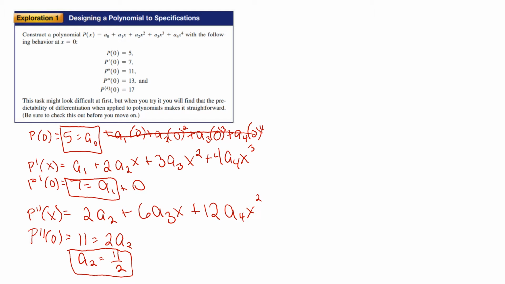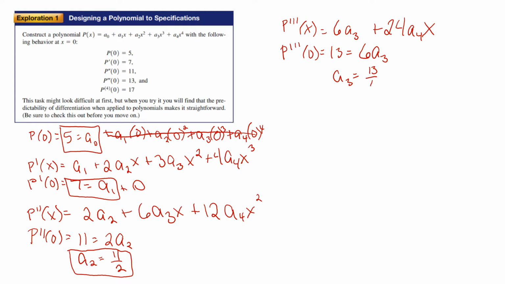So we're finding all of our constants for our polynomial here. The third derivative is going to have to equal 13. So first let's find that third derivative. From the second derivative, the 2a2 goes away. So we'll have 6a3 plus, then we multiply by 2 to get 24a4x. Plug in 0 for that. We're going to have to get 13 equals 6a3, and then the 24a4 times 0 is going to be 0. We can divide by 6 to get a3 is going to be 13 over 6.